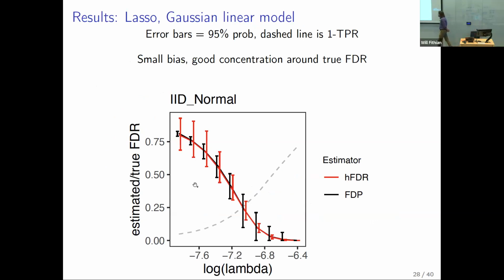Here we see, first of all, that this is a function of lambda. Here the lambda is larger, so we have less.